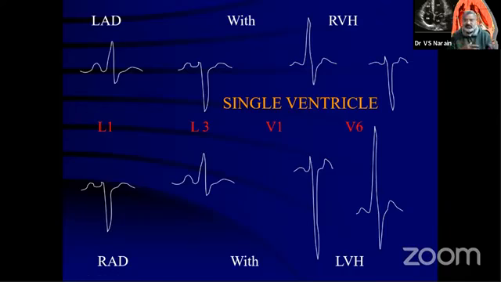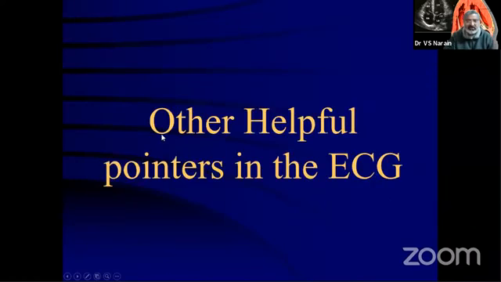And the other thing which we often talk about is that you have a discordance between the ventricular hypertrophy and the frontal axis. In RVH, you expect a right axis deviation. But if you have an RVH with left axis deviation, this is a mismatch. Similarly, if you have left ventricular hypertrophy with a right axis deviation, this is also a mismatch. So there is a precordial-frontal axis mismatch, and this also points towards a single ventricle.